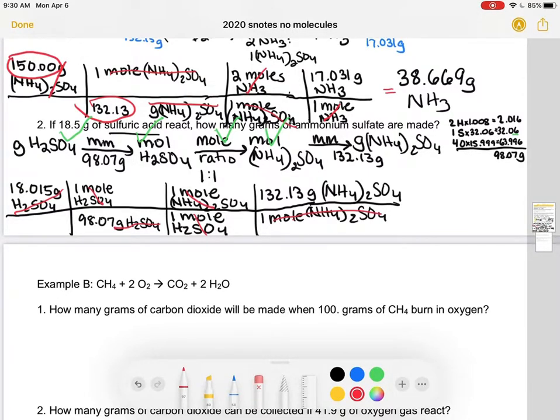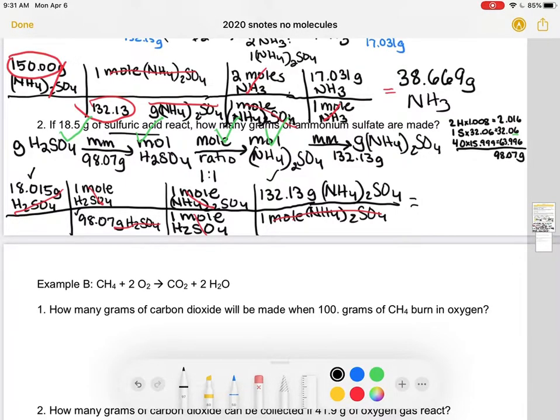So what are we left with here? We are left with 18.015 divided by 98.07. You do not need to put times 1 divided by 1 into your calculator. You can do that if you want, if it makes you feel better. And then times 132.13. These are all at the same step of PEMDAS, so it doesn't matter if you multiply, then divide, or multiply across, and then divide, divide, divide. I personally like to go across, go one step at a time, and do whatever step it's telling me to do.